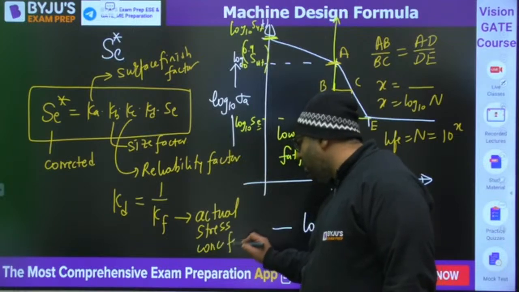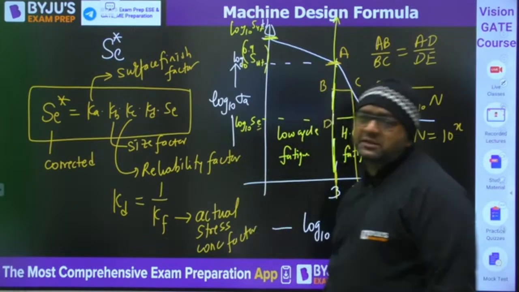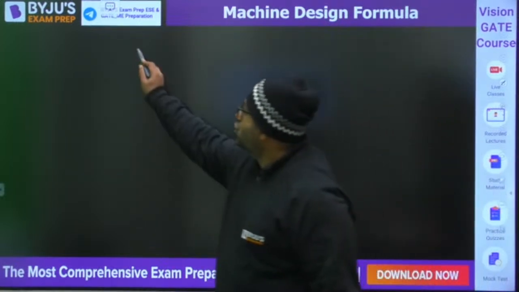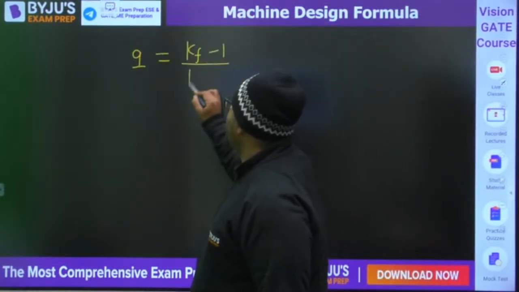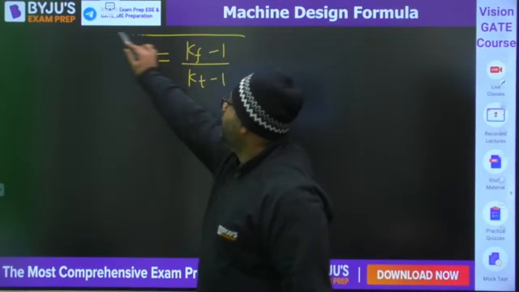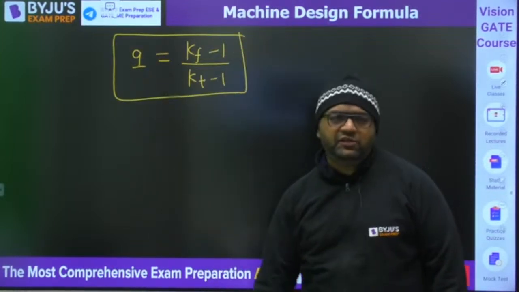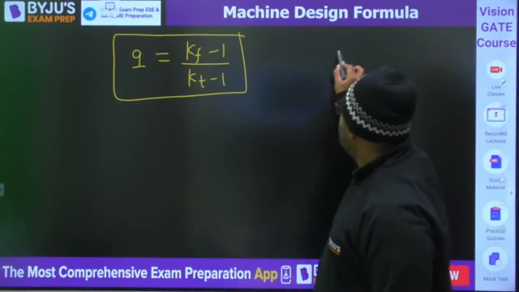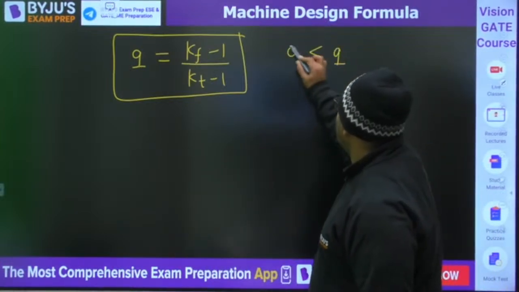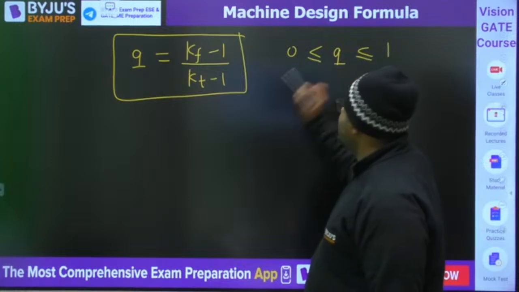The next term is the notch sensitivity factor. Notch sensitivity factor q is defined as Kf minus 1 by Kt minus 1. Here Kf is the actual stress concentration factor, and Kt is the theoretical stress concentration factor. You also know the value of q lies between 0 and 1.